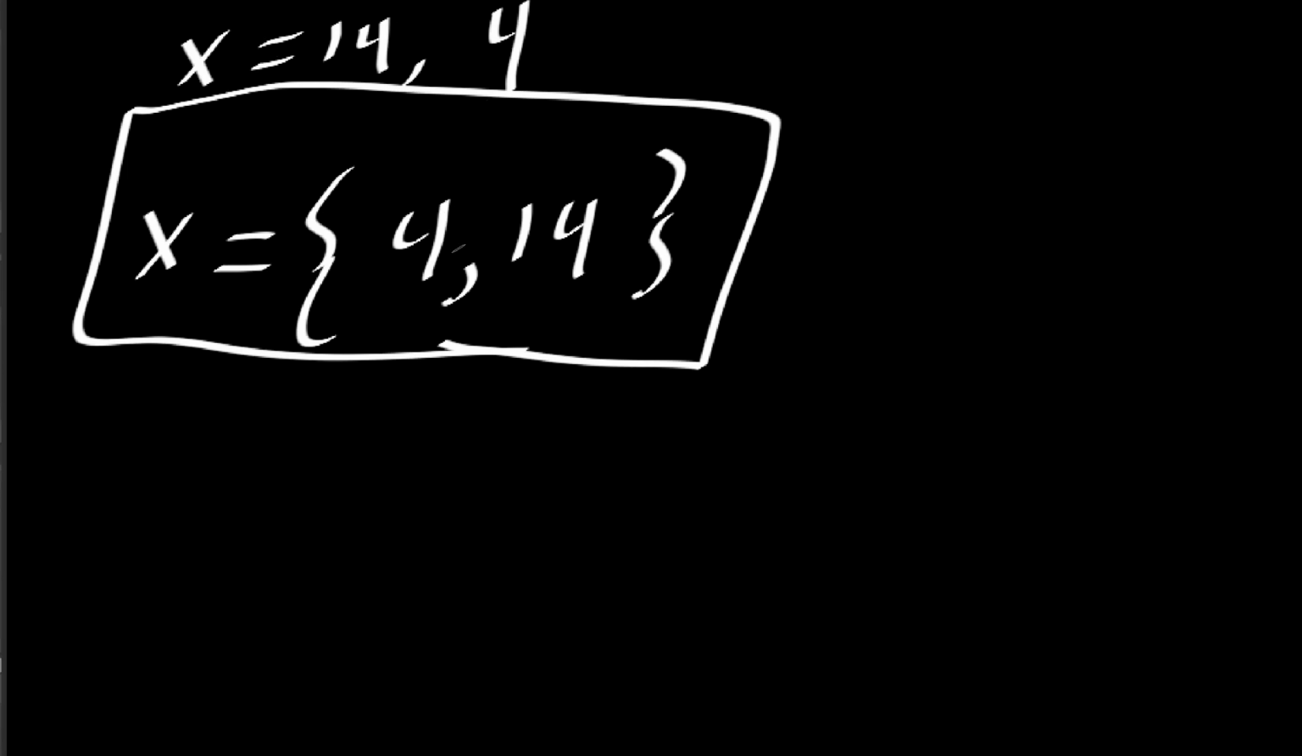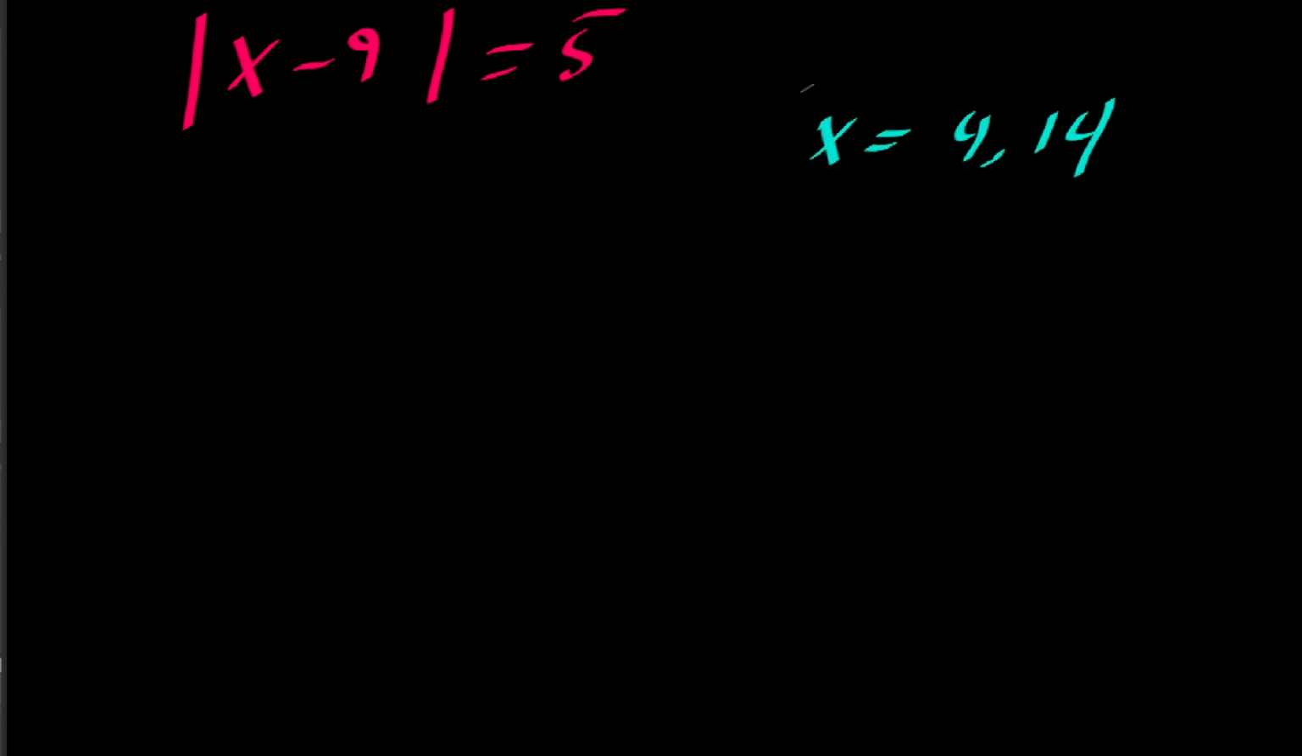So that's not an ordered pair. It's just saying that these are the x values that make this equation true. Now, here's what we mean by extraneous solution. An extraneous solution, if we go back to the beginning, |x - 9| = 5. If we say, okay, x is equal to 4 and 14. An extraneous solution happens when I plug both of these x's in, and I don't get 5. Okay, so let's just see if that happens.